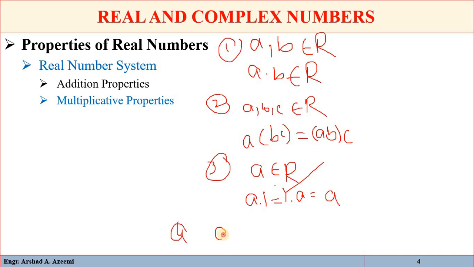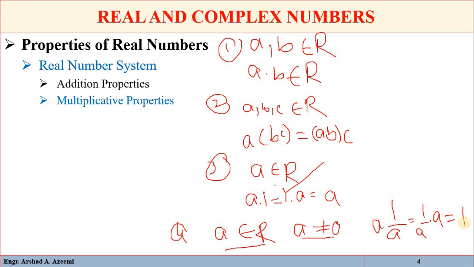For example, if we have a number A, and remember this A will be a real number and it will be not equal to 0. So if A is a real number but not equal to 0, then we will have another number which is 1 over A. If 1 over A is multiplied with A, it will give us 1, which is the multiplicative identity. So this 1 over A is called the multiplicative inverse.